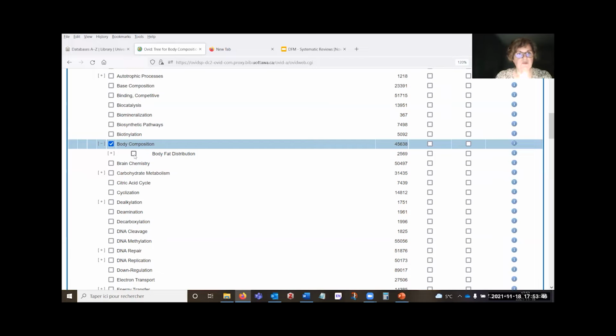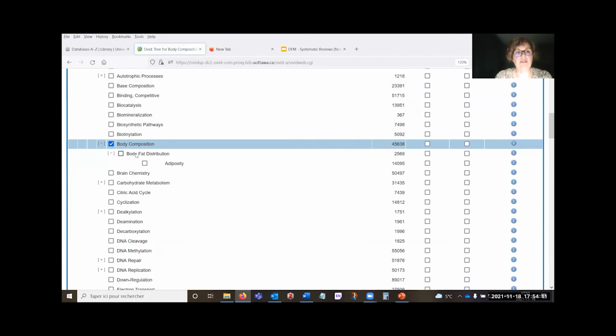Okay, so I'm just going to explain one or two things quickly. What it means is that body fat distribution is basically the child of body composition. It means it's in the family of body composition. It's part of it, but more specific. And when you see a plus like that, it means there are even narrower terms under this one. And sometimes it continues. Under body fat distribution, you have adiposity. Okay, makes sense.